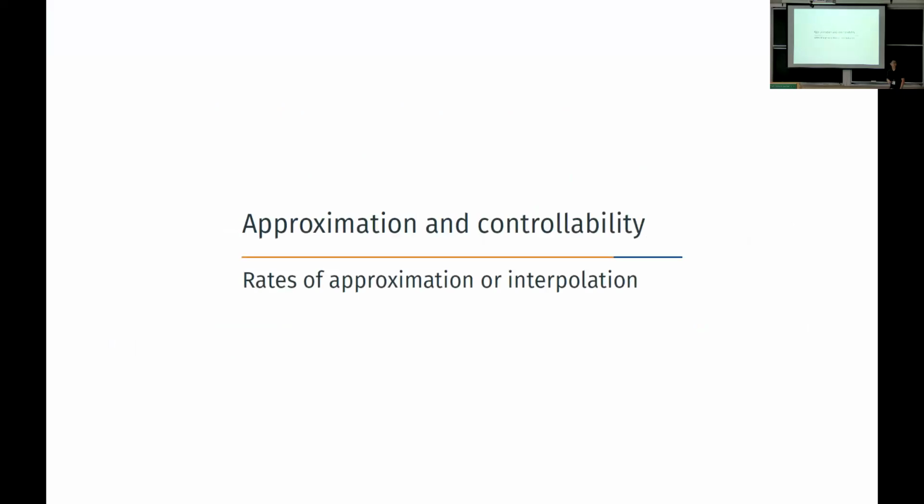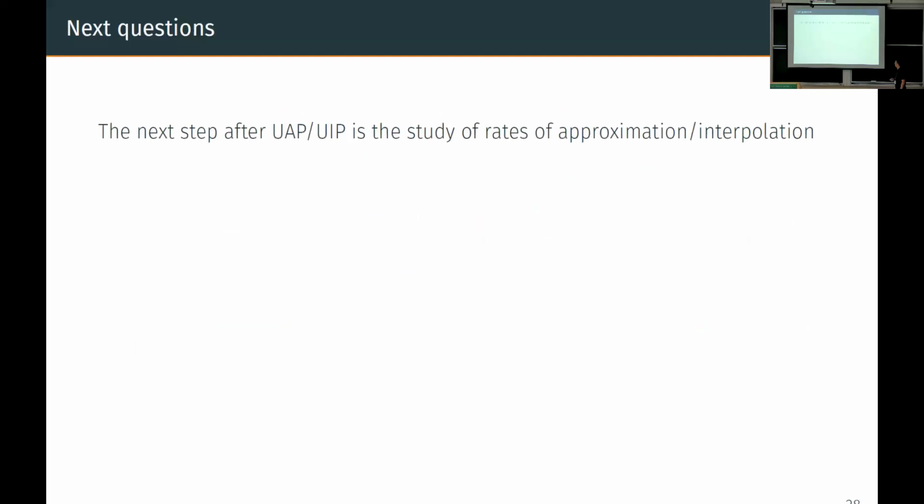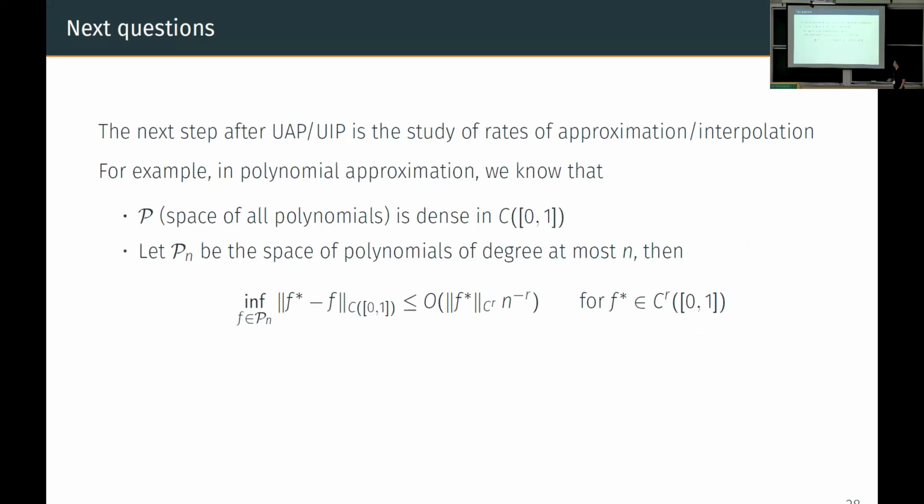Finally, with a few minutes, I will talk about the rate of approximation. UAP and UIP you can think of as density results. They say that you can approximate some function if you have a sufficiently large network, and you can see from the previous talks that this network can be very large. Now the question is, what kind of functions are good to approximate? Let me give you one example. In polynomial approximation, we know, of course, the space of polynomials is dense in continuous functions, but this doesn't really tell us exactly which functions we should use polynomials to approximate.